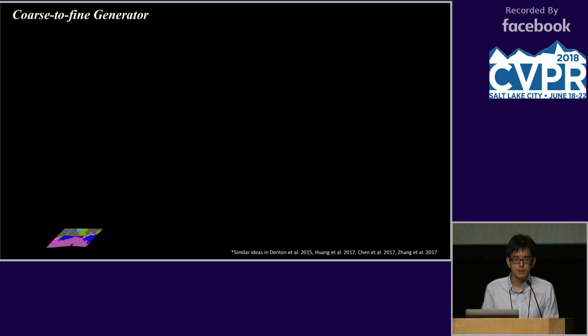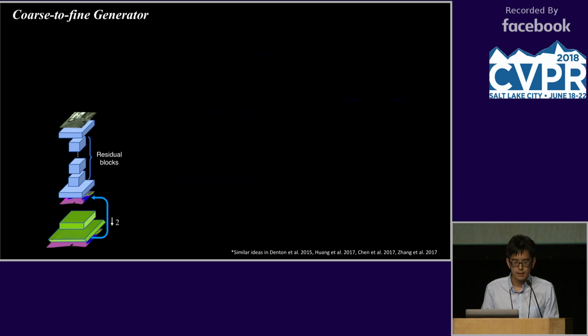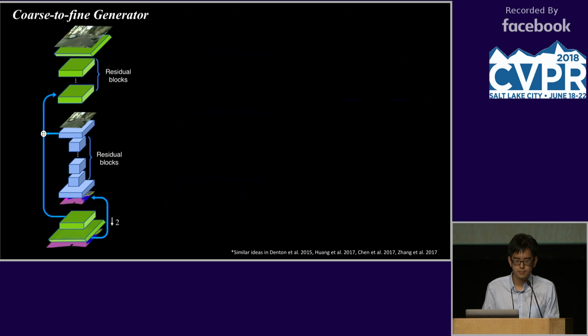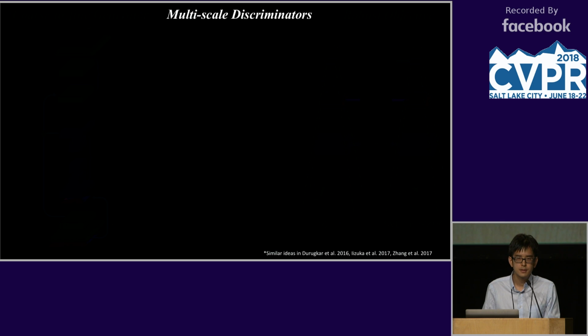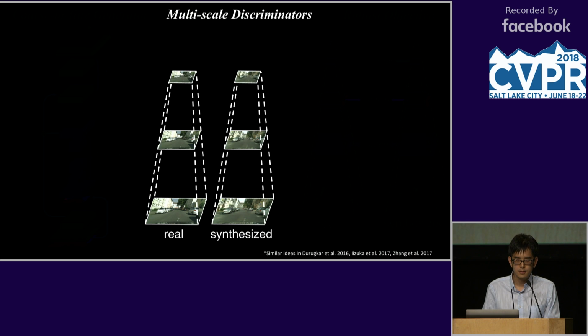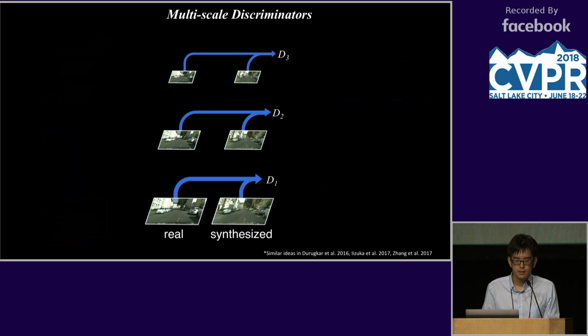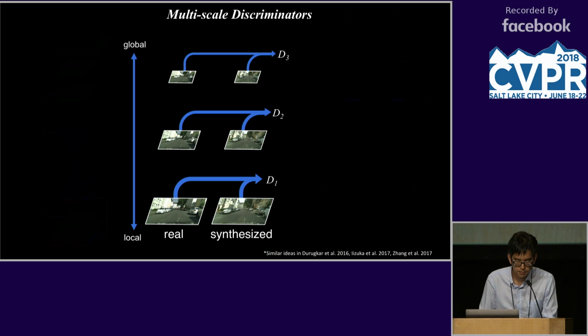For our generator, we first downsample the input map, and the low-resolution input is put into a series of residual blocks to output the low-resolution image. Then, the last layer of the low-resolution features will be added to the high-resolution features and put into another series of residual blocks to output the final image. For discriminators, we first build image pyramids for both the real and the synthesized images. Then different layers in the pyramids are put into different discriminators to determine whether they are real or fake. This ensures that the image looks real both globally and locally.